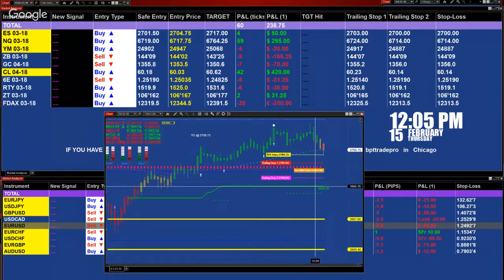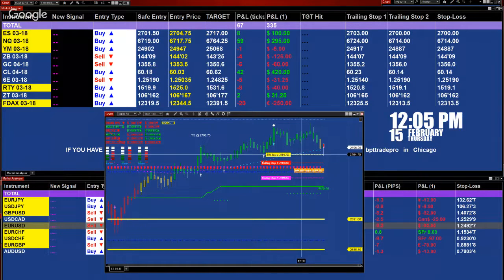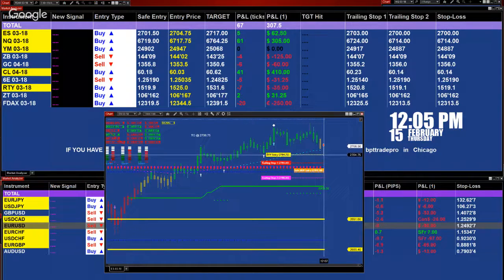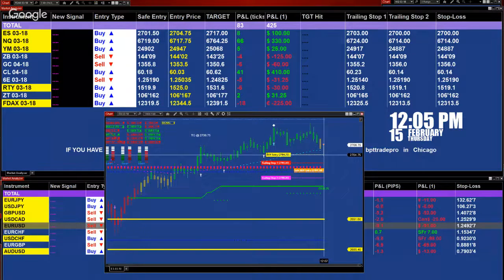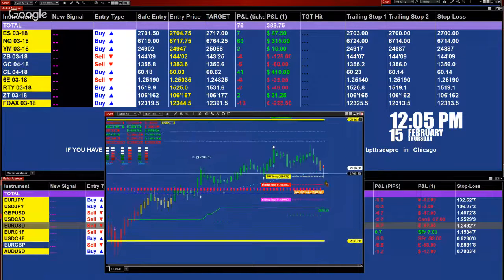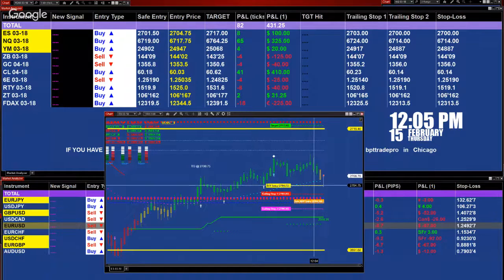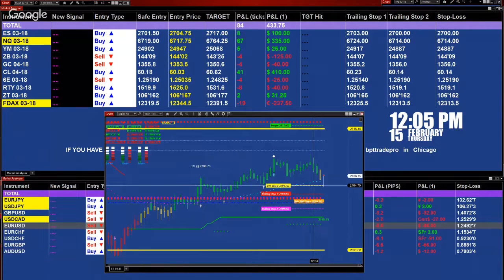If you notice here, the ES came in exactly to the entry, because that entry is not just a normal entry. This is a key, 27.0475. This is a key number. And I give all those numbers for you guys.